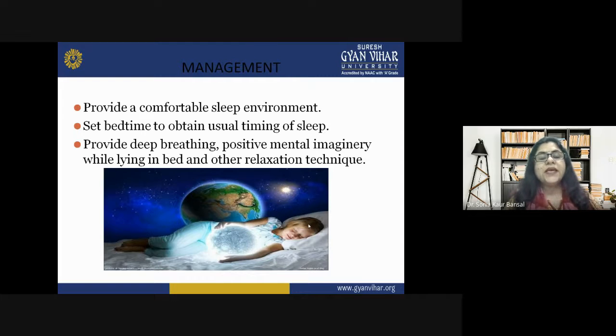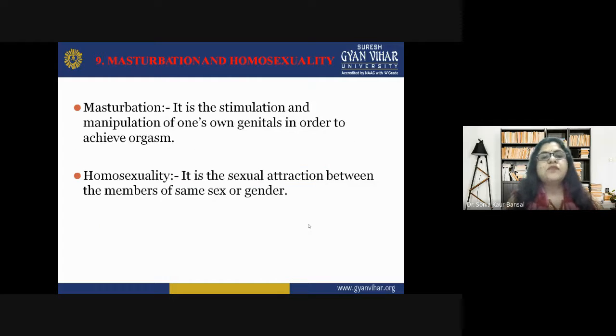And if the child is feeling comfortable and loved by his elders, the child will definitely overcome this problem. Now, next is masturbation and homosexuality. This is also another behavioral disorder, and let's understand the terms. Masturbation is the stimulation and manipulation of one's own genitals in order to achieve orgasm. And homosexuality is the sexual attraction between members of the same sex or gender, and it is also considered a behavioral disorder among children.